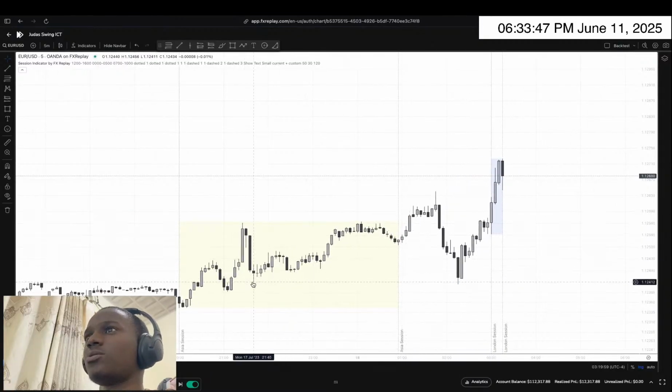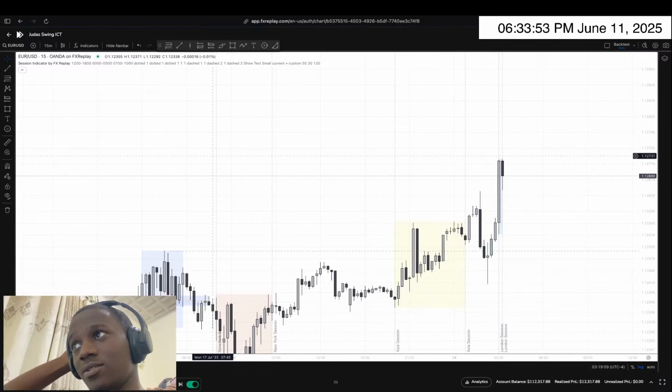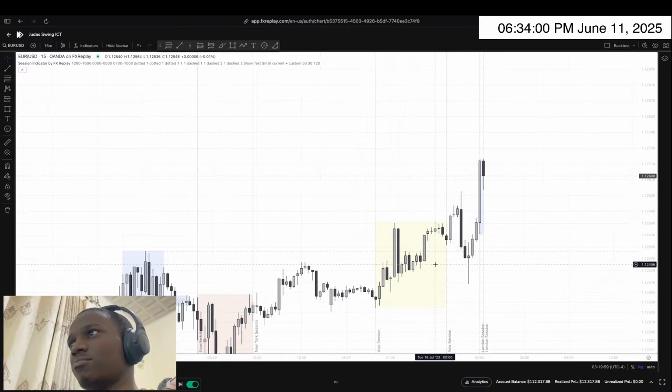So let's see, we took out this low, but with respect to this OB, if it's an OB, I don't know, let's look on the high time frame. You can see that we were in this kind of zone, and then we took out this low and some other lows right there. So that's how the 15 minute looks.